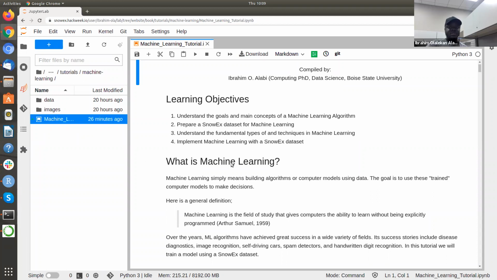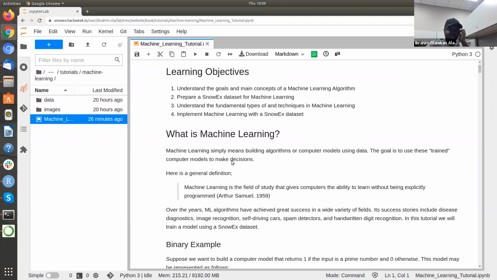I start by defining what is machine learning. There are many definitions of machine learning, but I prefer to go by a simple one, which means building algorithms or computer models using data. And the goal of every machine learning is to use the trained computer models to make decisions.